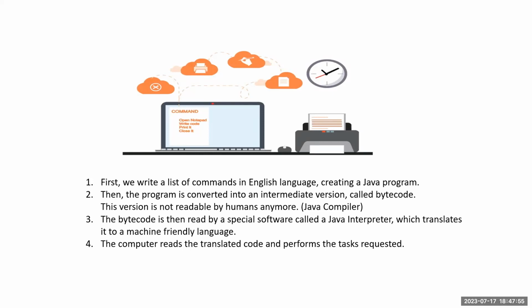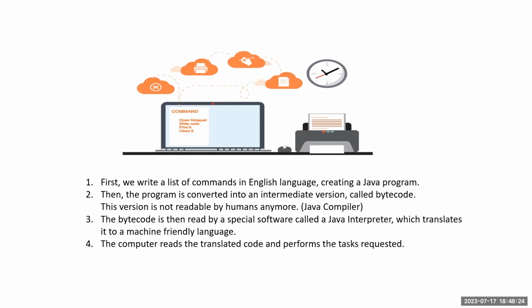What the Java interpreter does is translate the bytecode into machine-understandable, machine-friendly code, which is zeros and ones. Then the computer reads the translated code and performs the task as requested.